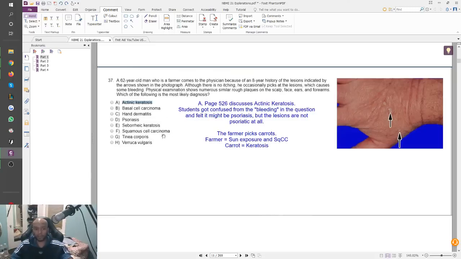This definitely wasn't squamous cell carcinoma, not tinea corporis. Tinea corporis would be corpus on the body, so your corpus. But this was not a tinea thing at all, and not verruca vulgaris either. Students got confused from the bleeding in the question and felt it might be psoriasis, but the lesions are not psoriatic at all. This does not look like psoriasis. The farmer picks carrots, right? Farmer for sun exposure and squamous cell carcinoma, carrots for keratosis, and page 526.